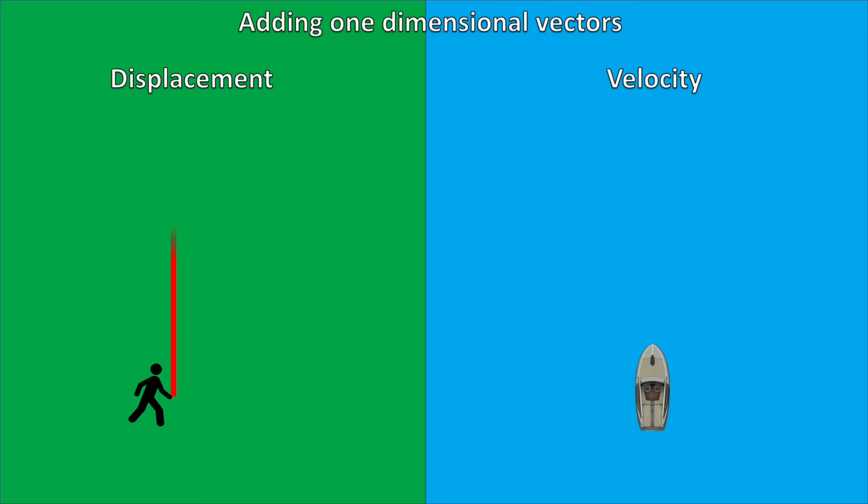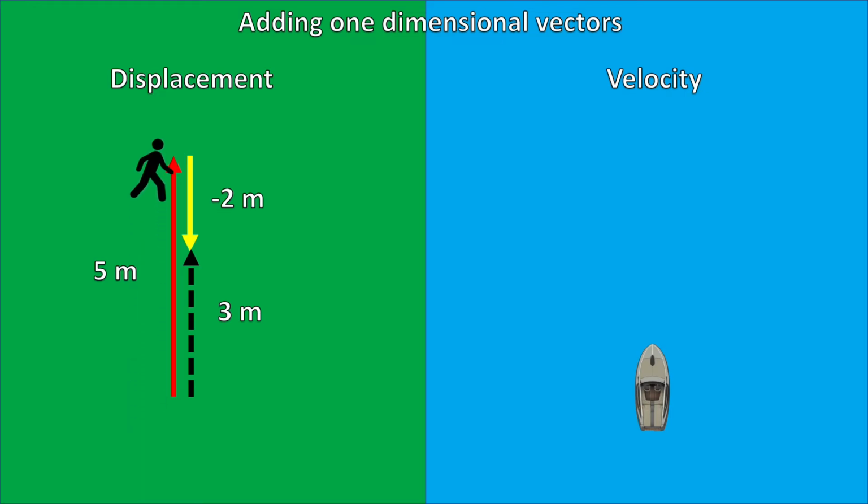On the left for displacement, let's say that a person walks north 5 meters and then walks south 2 meters, or if we're just using plus and minus, +5, then -2. The resulting vector would be from the start of the first to the end of the last, and we get a value of +3 meters or 3 meters north. The person walks forwards, then walks backwards. That's what the motion looked like. And again, we get a displacement of +3 meters.